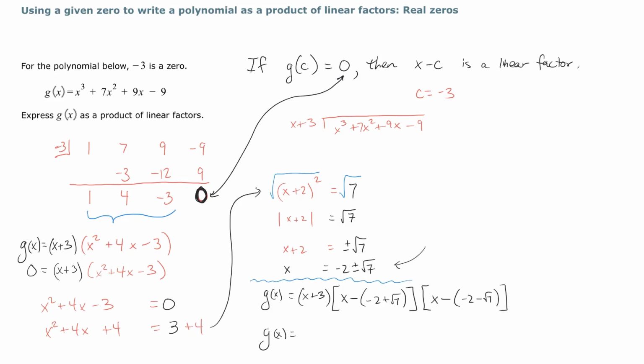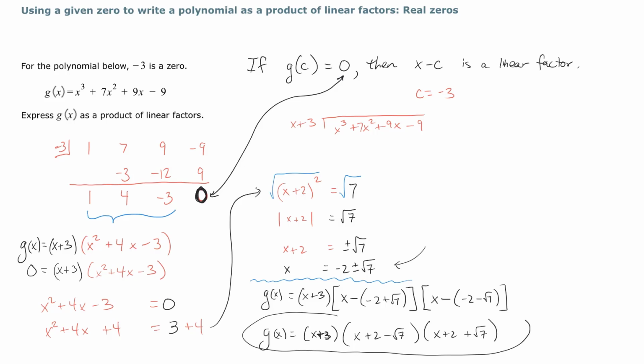To simplify this a little bit more, we could write the quantity x plus 3 times, what do we have here? X plus 2 minus root 7. And then x plus 2 plus root 7. And there you go. You've written g of x as a product of linear factors.